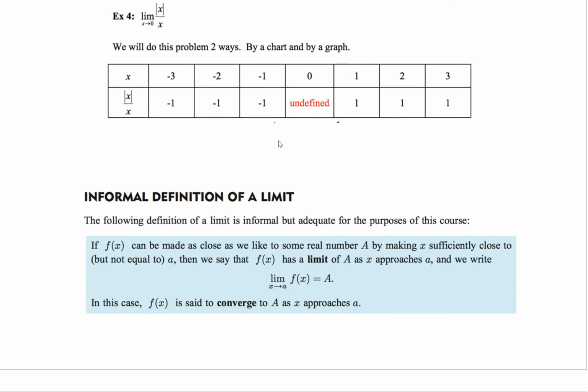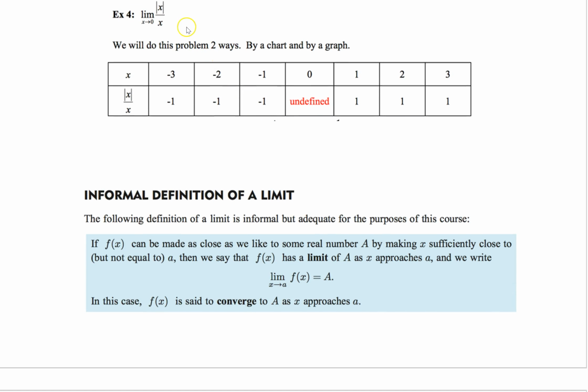Let's do one more of these. The limit as x approaches 0 of absolute value of x over x. Now look what's going on here. Notice how we're getting close to 0. That's what I care about. So here's 0. Let's go for 0 from the left, below. They're all -1. So my limit from the left is -1.